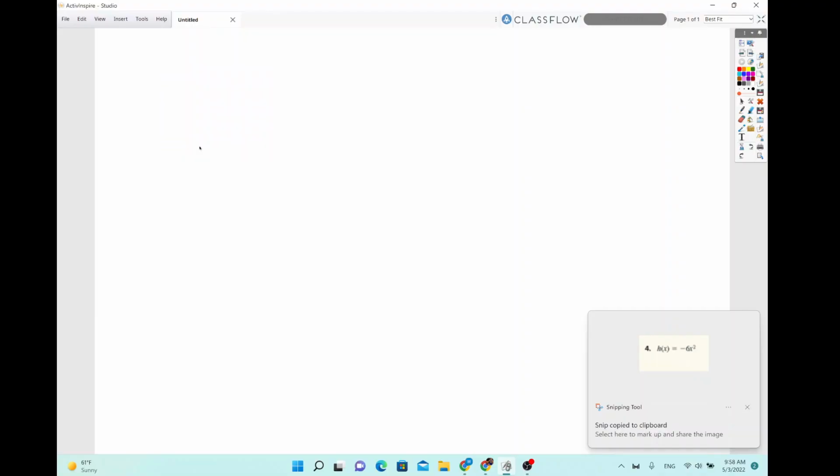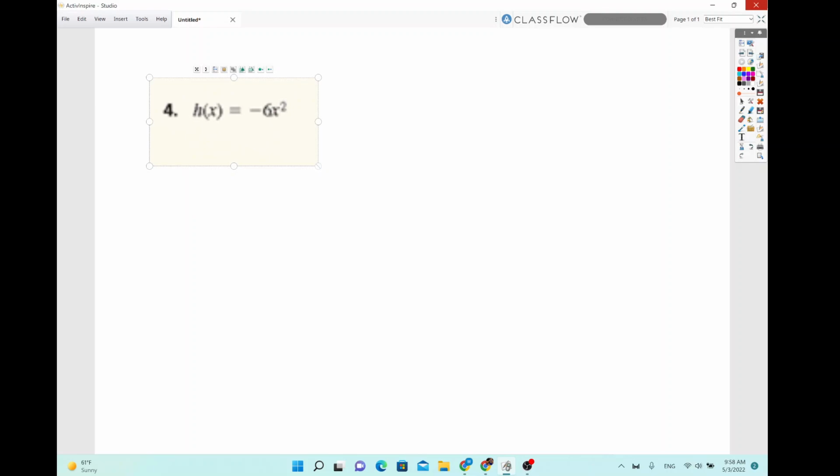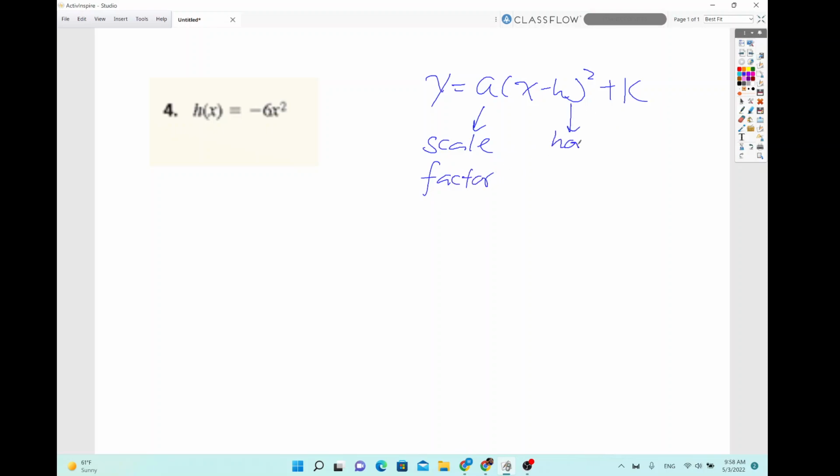So anytime you're given a function, you want to find out the structure regarding the values of a, h, and k, with the vertex. The general form is y equals a times the quantity of x minus h squared plus k. So a would be the scale factor. It tells you whether the graph is stretching or shrinking. And then h is considered the horizontal phase shift. And then k would be the vertical translation.